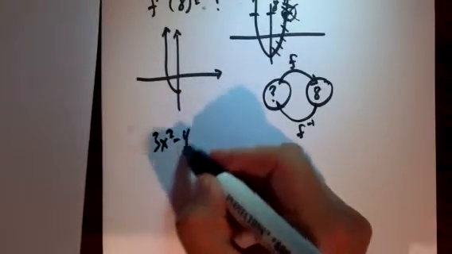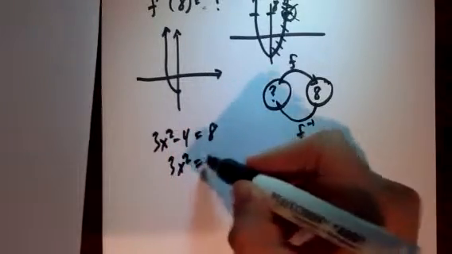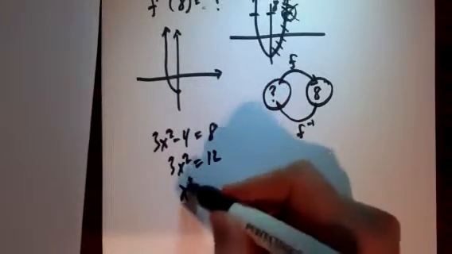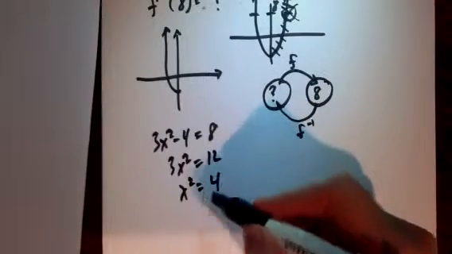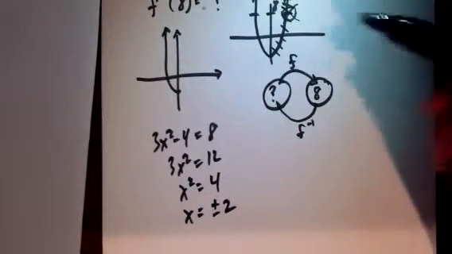3x squared minus 4 equals 8. When is that equal to 8? So 3x squared equals 12. Divide both sides by 3, it's 4. So x equals plus or minus 2.